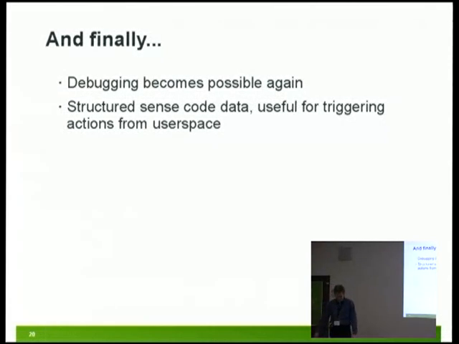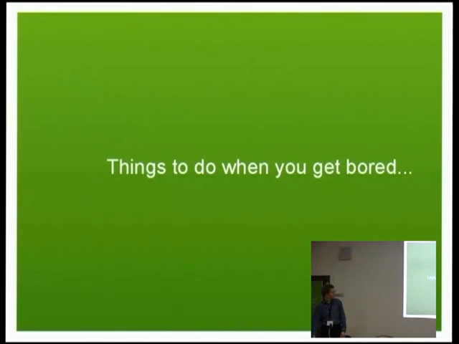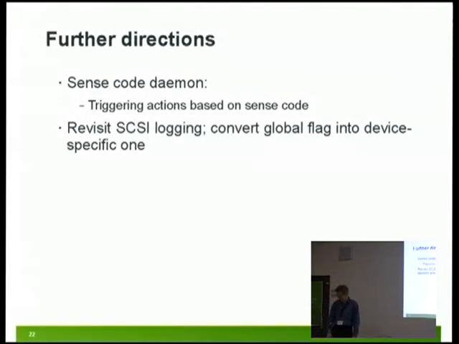I posted this patch set two weeks ago, and so far responses have been nice. Well, the one response I got was okay, and I'm waiting to see what happens next. Probably nothing. So, next things, what could we do with this? The one thing is, we could have a daemon listening on the kernel message stream, grab out all the sense messages, and trigger some action from that.